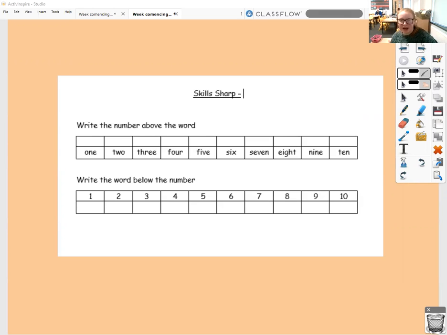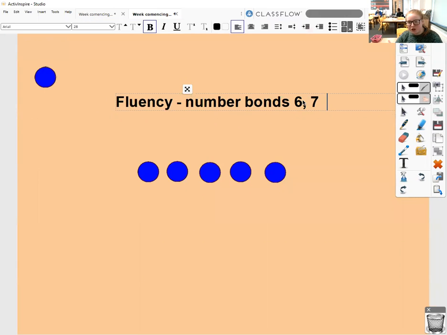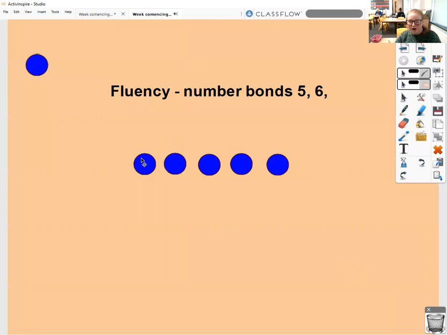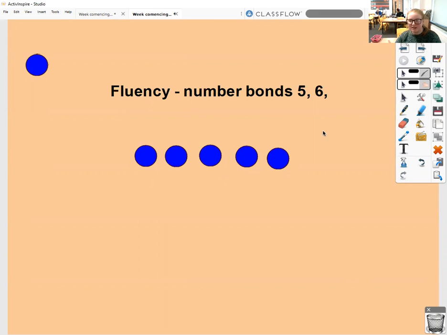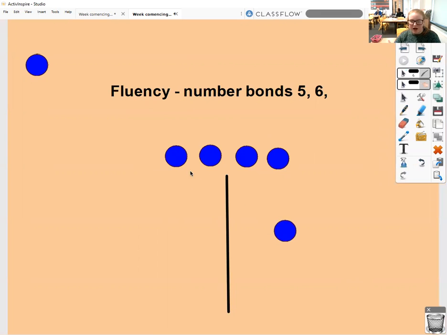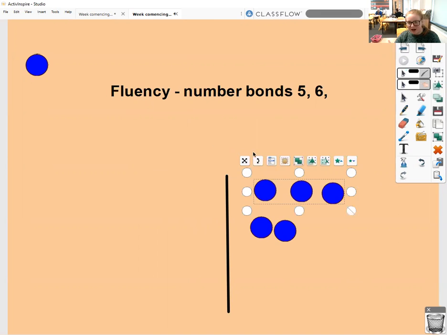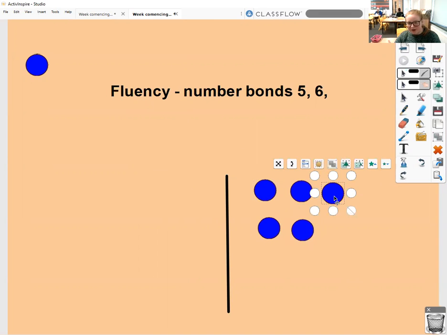Fantastic. Okay, we're going to be looking at some fluency number bonds again. Yesterday we did up to 4. Today we're going to be looking at 5 and 6 number bonds. If we're working systematically, our number bonds are going to start with 0. If we've got 2 parts, our first part is going to be 0, and our other part is going to be how many? If our whole is 5, our other part is going to be 5.